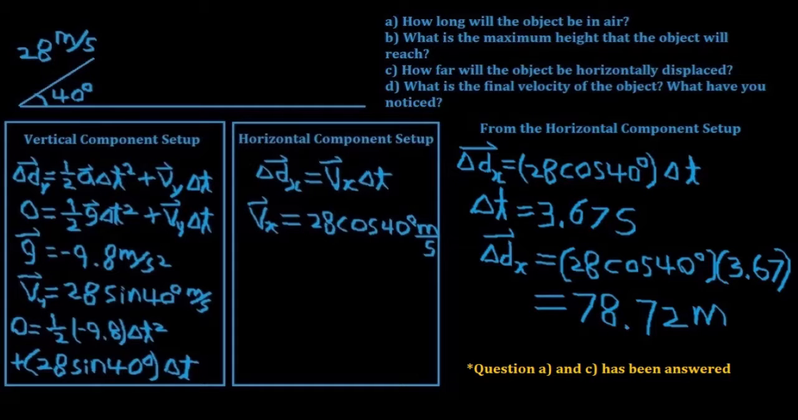So now onto the horizontal component. You have the initial horizontal velocity, and you multiply that by time. When you multiply that by time, it gives you 78.72 meters. So in other words, the object horizontally traveled 78.72 meters. So in this case, questions A and C have been solved and answered.